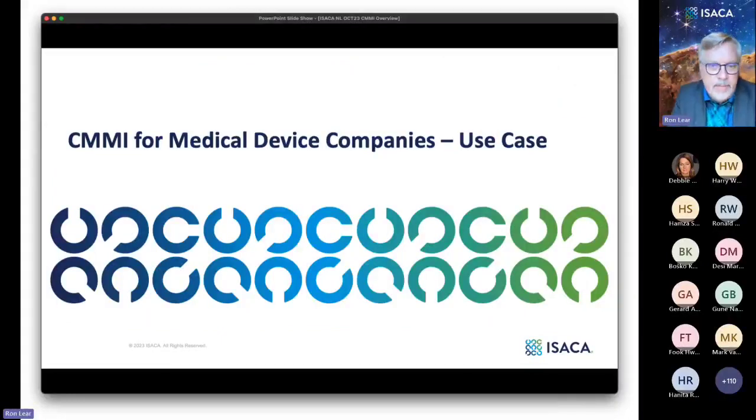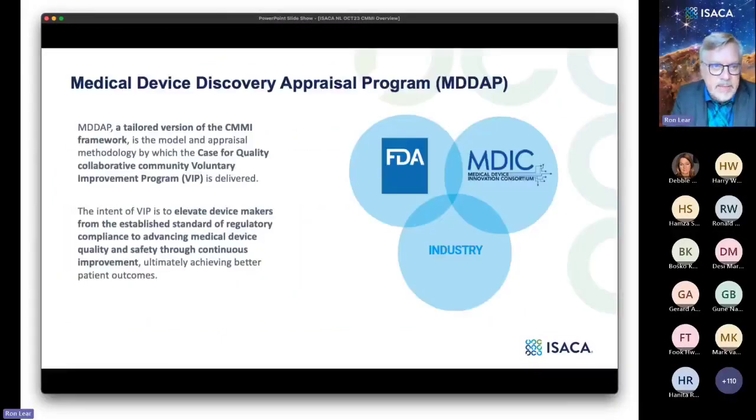Then I talked very quickly about the medical device company program. This is the U.S. Food and Drug Administration, which launched this a while ago and actually a couple weeks ago announced the final guidance for using this program. It's called the Case for Quality Voluntary Improvement Program. It's based on the CMMI.